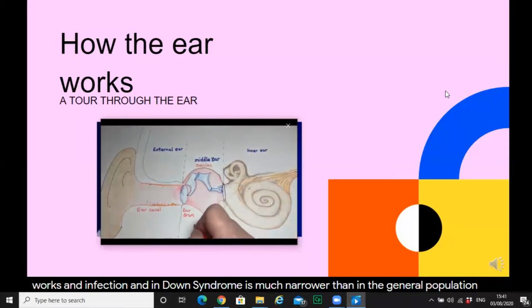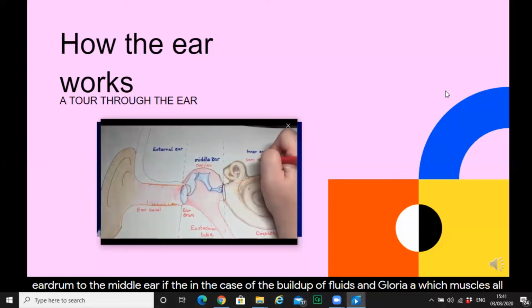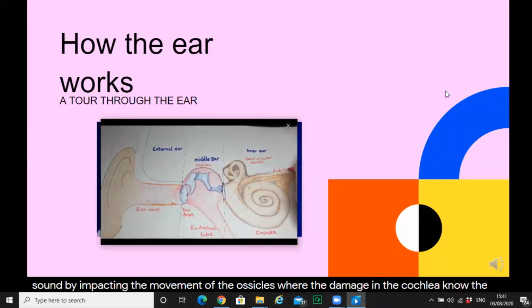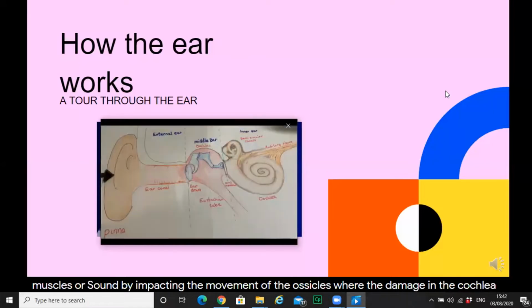leading to the middle ear can be an issue in the case of buildup of fluids, glue ear, which basically muffles all sound by impacting the movement of the ossicles, whereas damage in the cochlea, known as sensory neural hearing loss, takes sound of different frequencies, and may impact different frequencies more than others.